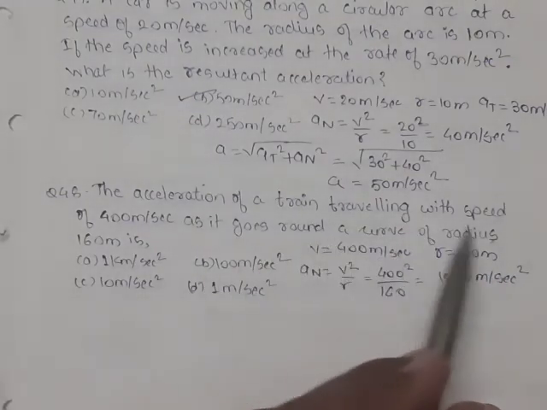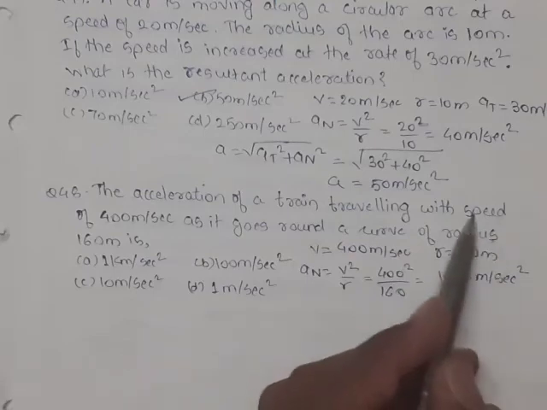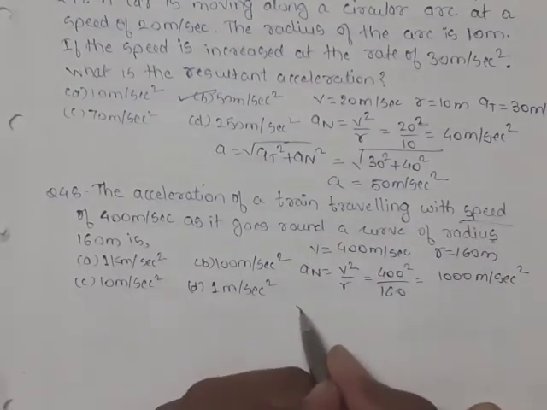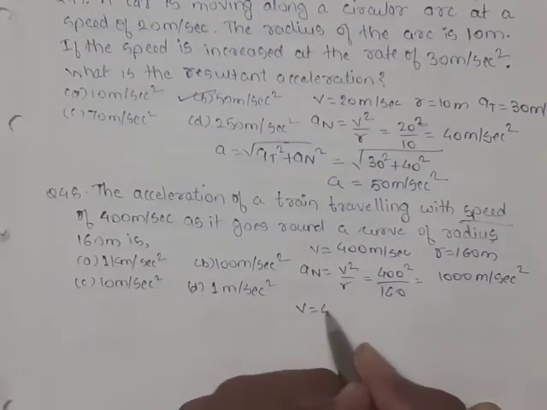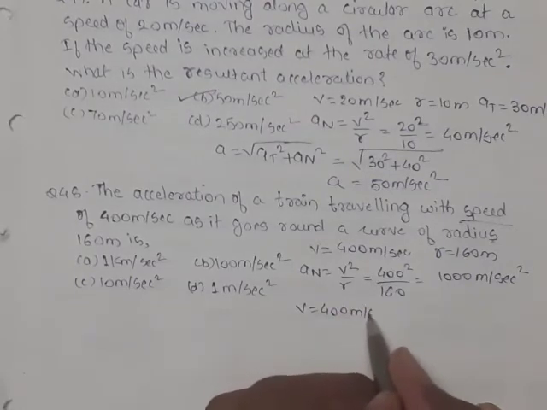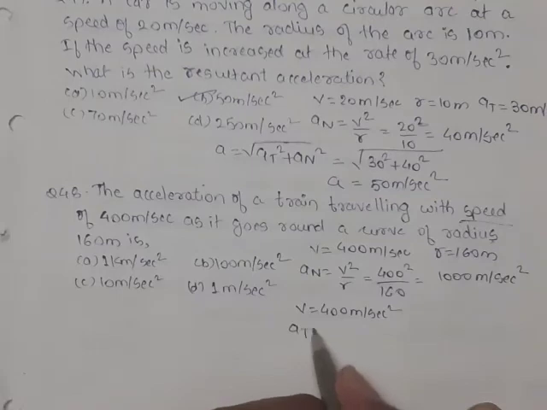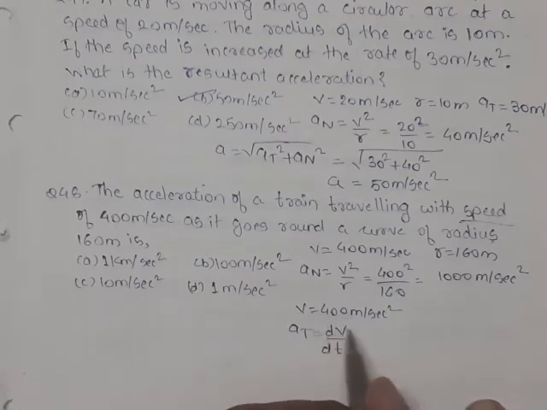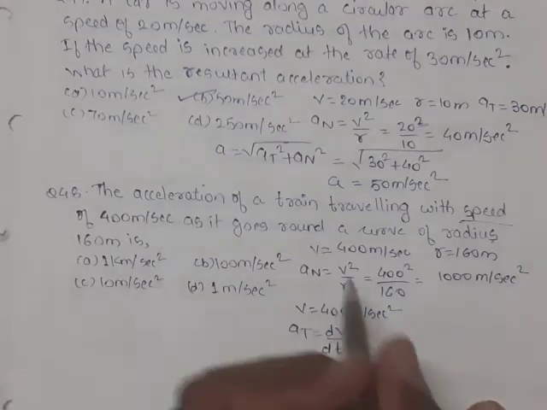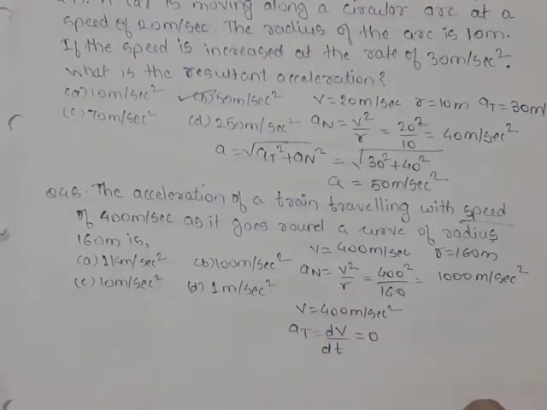Now the train is traveling with a speed. If the word speed is used, it means V is going to remain constant, 400 meter per second. Now to find the value of at, we have to differentiate this velocity with respect to time. But this velocity remains constant, and its differentiation value will be 0. So the value of at comes equal to 0.